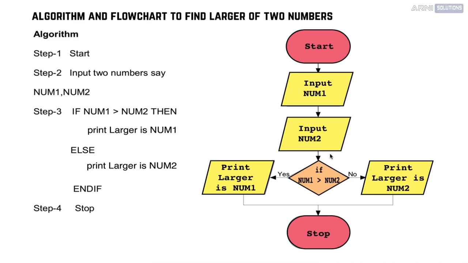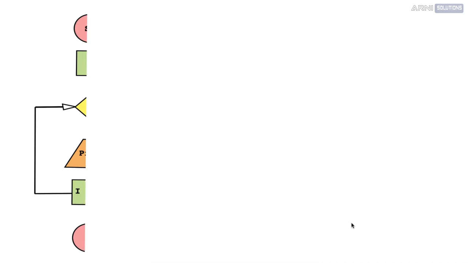After inputting the two numbers, in the diamond box we will write our condition. Our condition is: if num1 is greater than num2. If num1 is greater than num2, then this statement becomes true, and we will print that larger is num1. And if num1 is not greater than num2, it means num2 is greater than num1. In that case, we will print that larger is num2. This is an example of a very simple conditional flowchart.